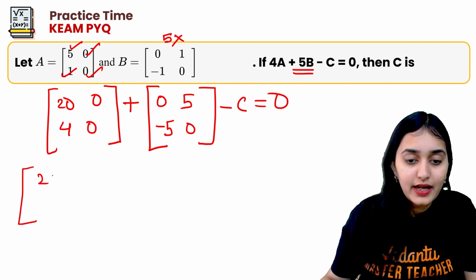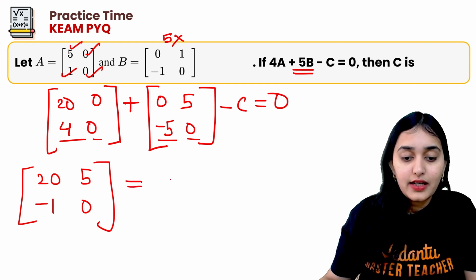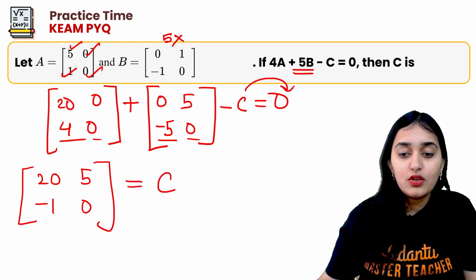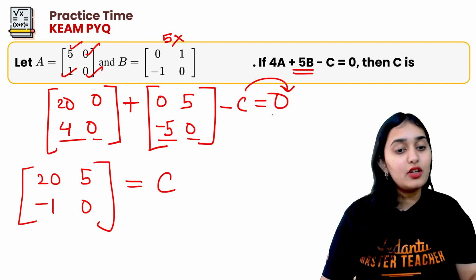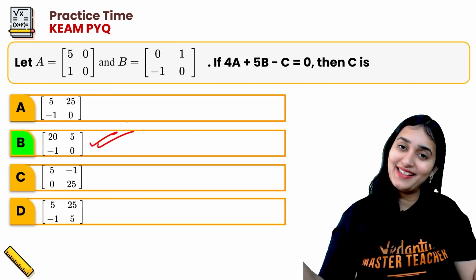You get 25, 4 and minus 5, minus 1, 0 and 0, 0 is equal to C. Because minus C will go to this side, it will become plus C. So this should be your answer. 25, minus 1, 0. Right answer.